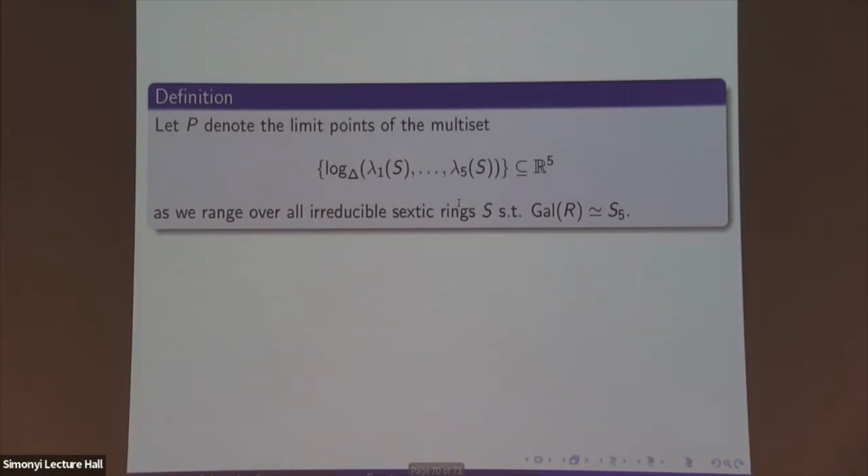And here's a way to formalize that. Take an irreducible S5 sextic ring S, take its 5 successive minima, take a log with respect to the discriminant of the sextic ring, and you get a point in R5. Then range over all such sextic rings, take the limit points of that multiset, and denote this region by P.